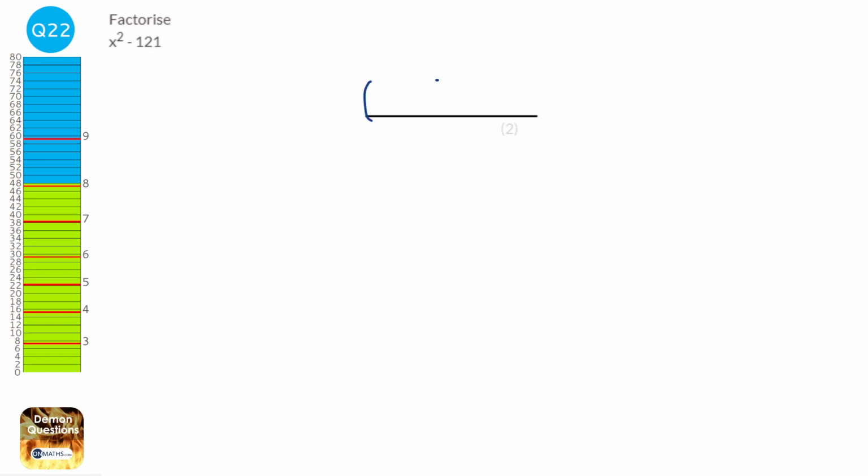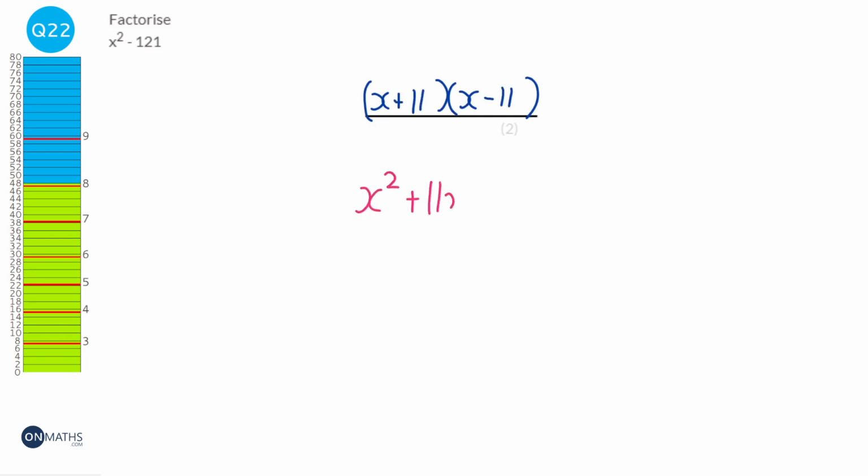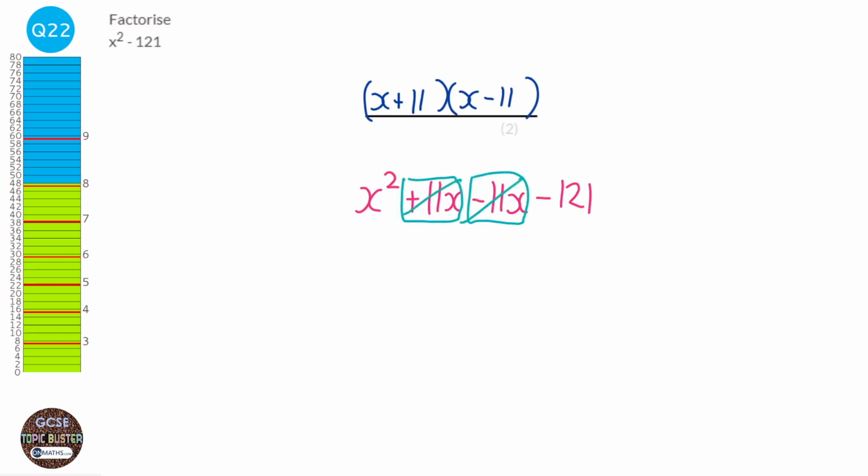What you do is you put down two sets of brackets, and you square root the first term, well, that's just going to be x, and you put the positive and negative versions of the square root. So we're going to square root 121, which is 11. So we're going to put plus 11 and minus 11, and that's it. Now, when we expand that, and we're just going to quickly expand that now to have a look, it's going to be x squared plus 11x minus 11x minus 121. And notice that the two x terms cancel each other out, which is why we don't have the x terms.